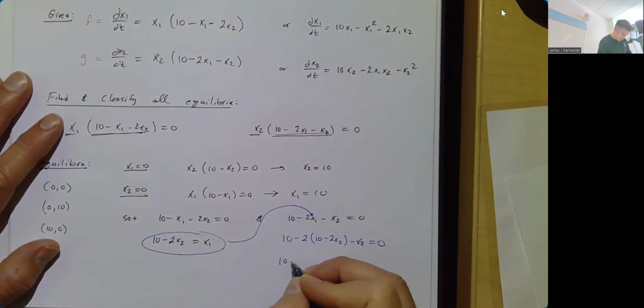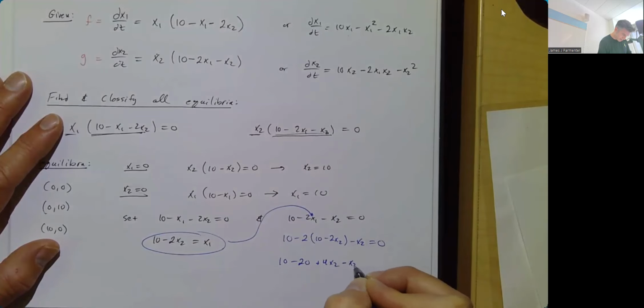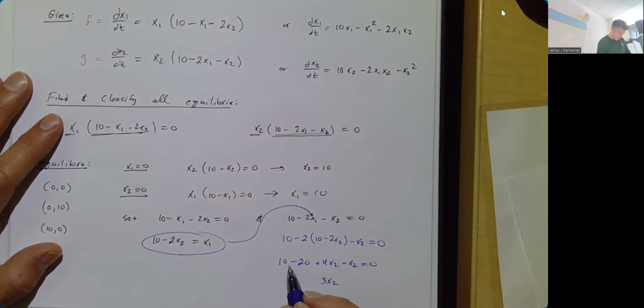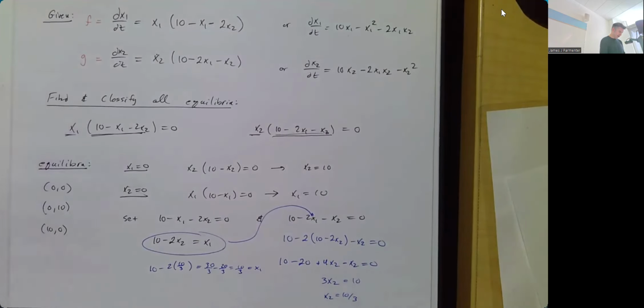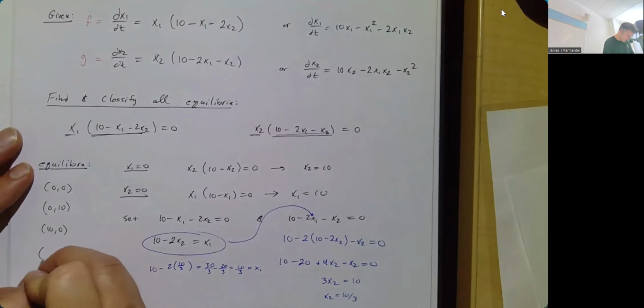Distribute: 10 minus 20 plus 4x2 minus x2 equals 0. 4 minus 1 is 3x2. 10 minus 20 is negative 10. Added over there, you get positive 10. So you get x2 equal to 10 thirds. And now we put that back in over here. 10 minus 2 times 10 thirds is 30 thirds minus 20 thirds, which is also 10 thirds. And that's what x1 is. So our last equilibrium is (10/3, 10/3).